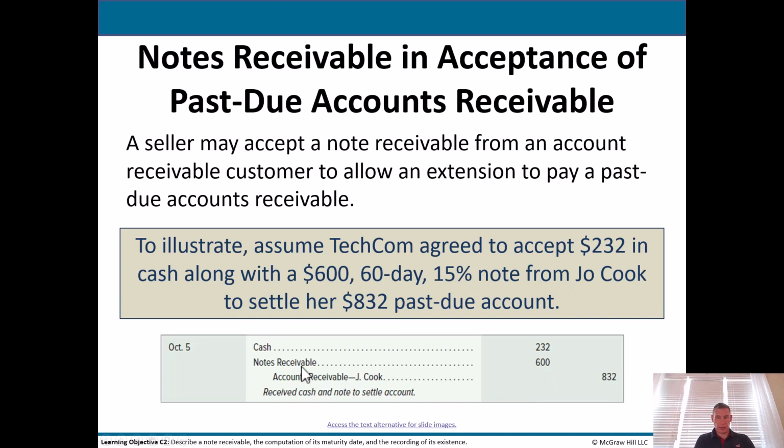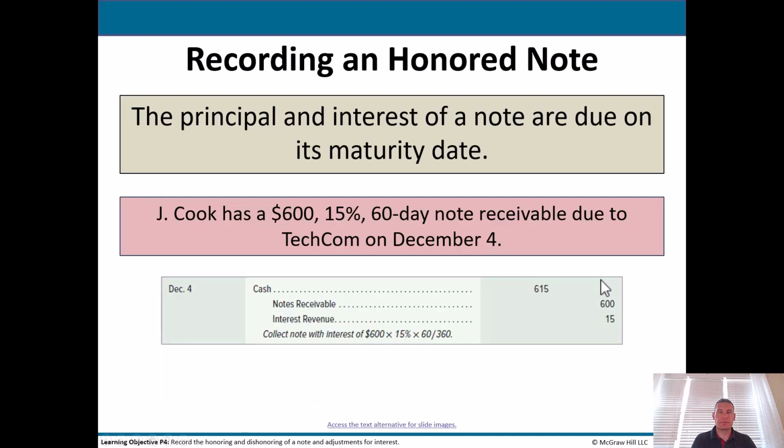And this is what they're recording in the transaction, in the journal entry here, right? A debit to cash for 232, a debit to notes receivable to increase that, and then a credit to accounts receivable. So they're basically removing the accounts receivable with the credit. They're increasing cash by 232 because they're getting that now. And then they're also recording the increase to notes receivable.